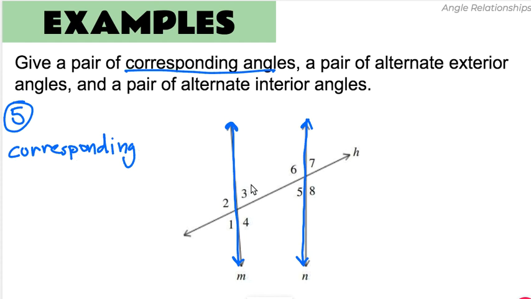Okay, so for corresponding, this is where we match up coordinating angles. What I mean is, like if I took this intersection and plopped it on top of this intersection, which angles would match up perfectly or line up? So like 3 and 7 are coordinating or corresponding angles. 2 and 6, 1 and 5, 4 and 8. Okay. So you can pick any set you would like, but I'm going to say angle 3 and angle 7.